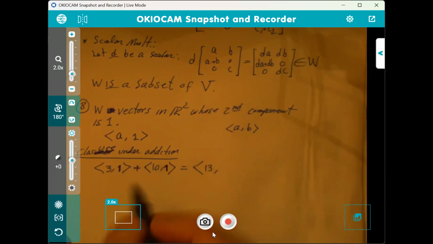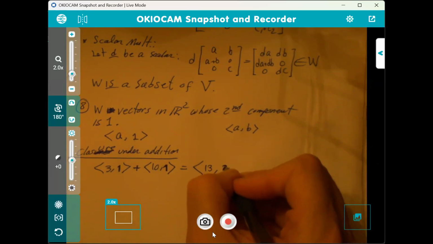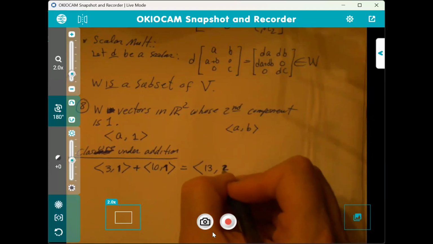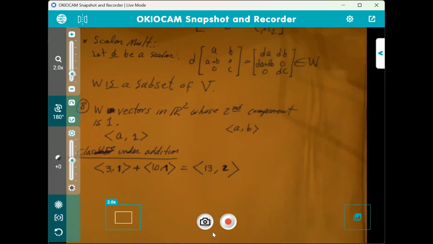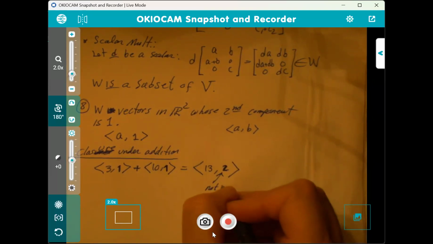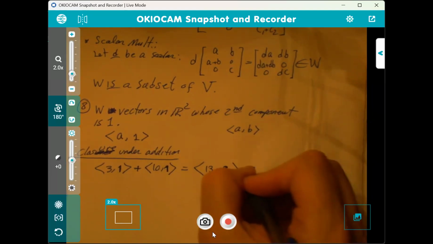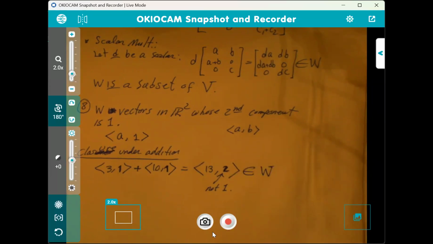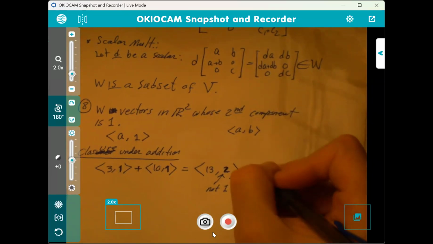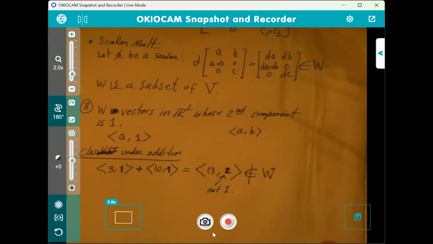Vector addition. I have to add the first component and the second component. So now I get a 2, don't I? That's how vectors add, correct? Now look at the second number. This is no longer 1, is it? That's not 1. And therefore, this vector is not going to be in the author's space, the one that he picked. It's not going to be in there. Therefore, it is not closed under addition.